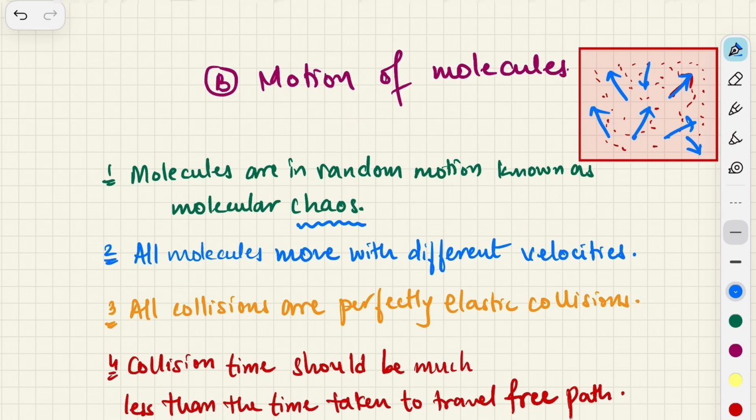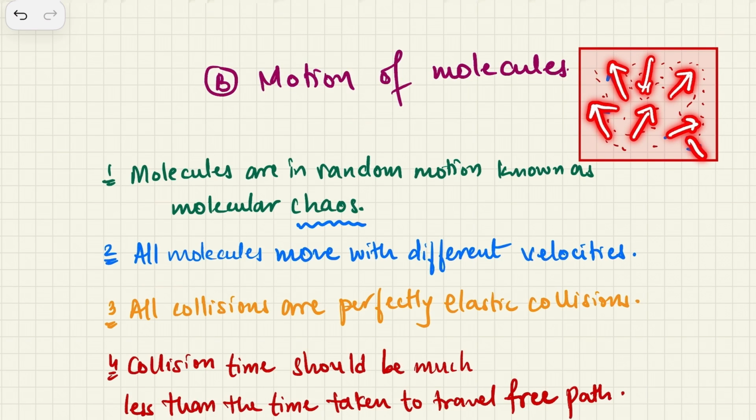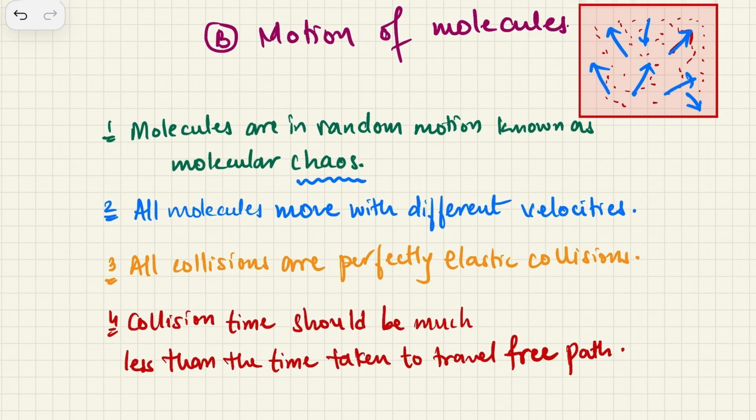Now the second assumption on motion of molecules is that all molecules move at different velocities. Even though their masses and sizes are the same, the molecules can move in random directions with variable velocities. Variable velocities in the sense that all molecules will have different velocities. No two molecules may have the same velocity. Two molecules will always have different velocities. That's where all molecules move with different velocities.